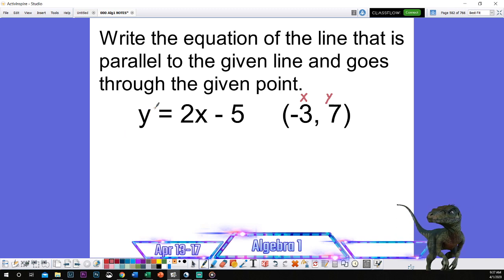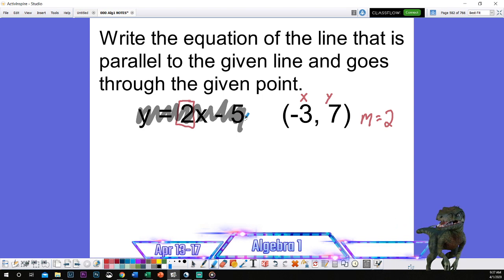So this one's in slope-intercept form, so that tells me that the slope is right here. My slope is 2. So I'm going to write down over here, slope is 2. After I figured out that slope, then I'm going to take this and completely throw it away and forget all about it. I'm only using this information here. Now I have a point and a slope. So when you have a point and a slope, what formula do you use? Hopefully you're thinking point-slope form.